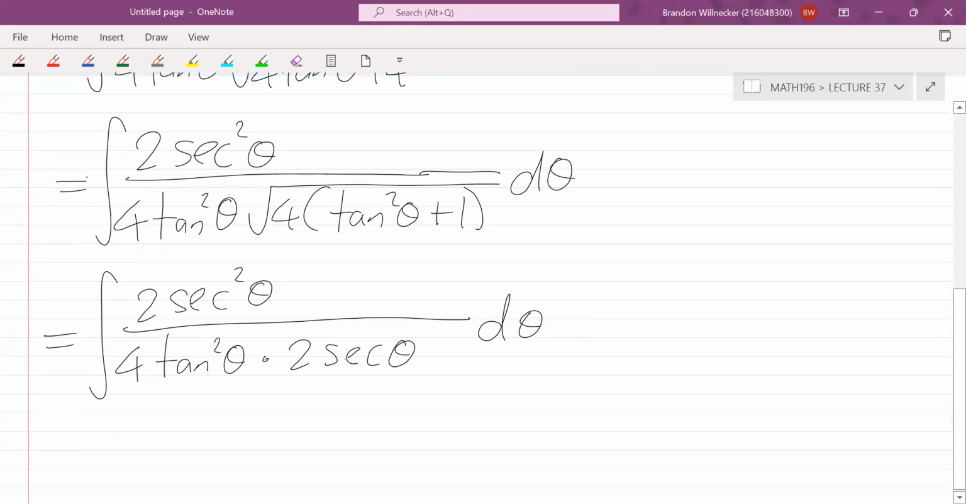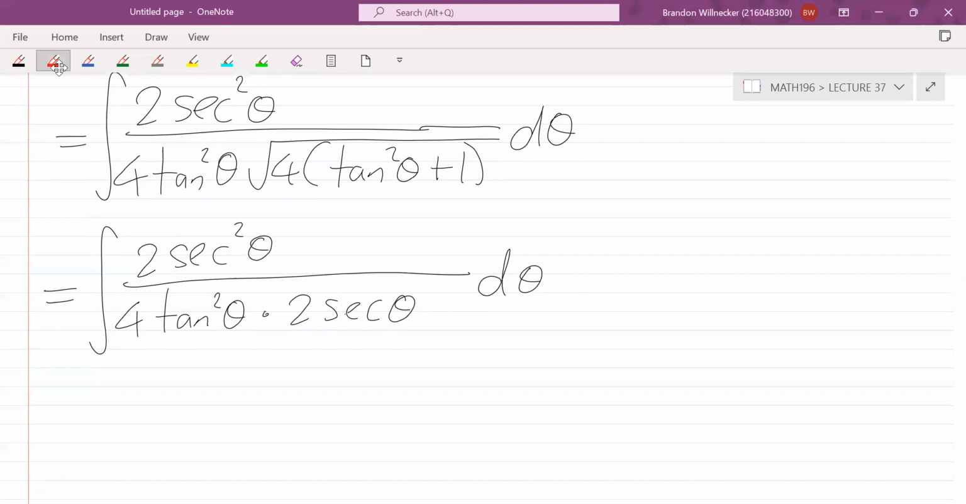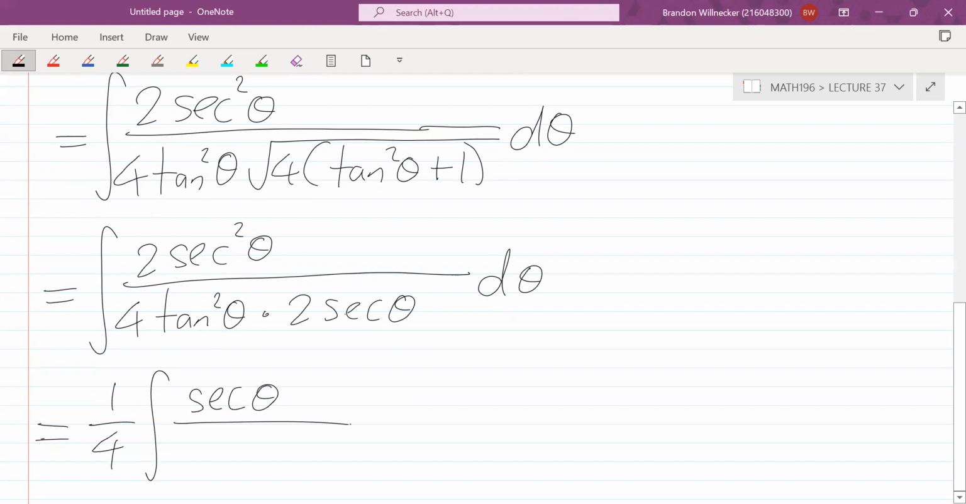Now we can clean this up a bit. At the bottom, we've got 4 times 2, which is 8. At the top, we've got 2. So 2 over 8, we're going to end up with 1/4. We can take that out. Integral of sec squared theta divided by sec theta, we're going to have a sec theta at the top. At the bottom, we still have tan squared theta. So now we've got ourselves the trig integral to then solve.